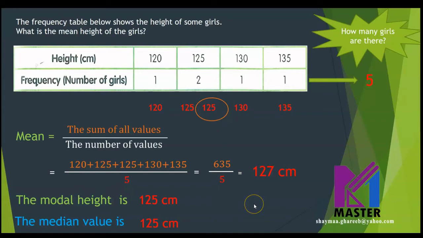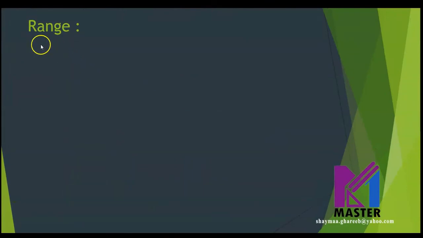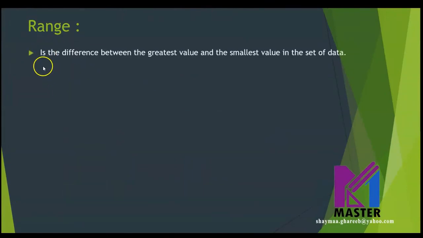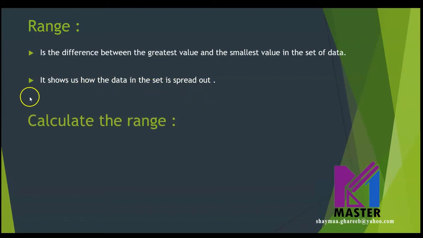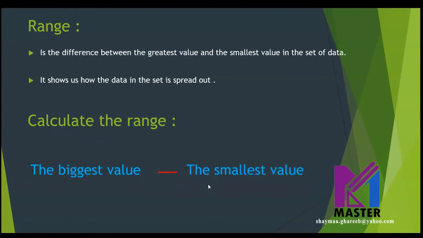Is this clear now? Now let's talk about the range. What is the range? The range is the difference between the greatest value and the smallest value in the set of data. It shows us how the data in the set is spread out. How do we calculate the range? The biggest value minus the smallest value. It's very easy to calculate the range.